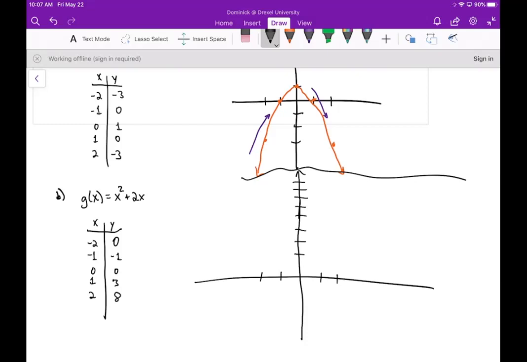Okay, so at -2, we have 0. At -1, we have -1. I forgot to put a point there, but that's okay. And then we have 0. We have 1, 3, and we have 2, 8. So we get something like this.